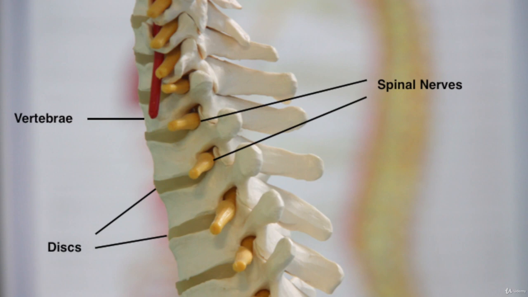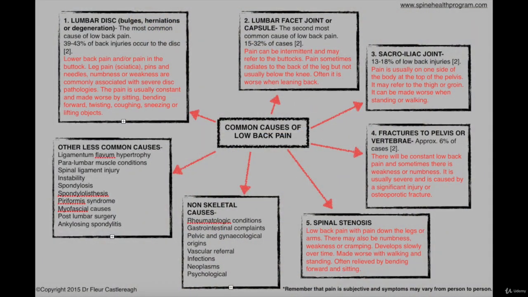So let's look at some boring statistics. As you can see in this diagram, lumbar disc problems occur in about 39 to 43% of back injuries, and this was based on a recent study. They've also looked at studies done previously, and that's what they've estimated. You can also see that facet joint injuries and SI joint, or sacroiliac joint, injuries are also very common. But lumbar disc injuries are the most common reason for back pain, according to these research studies.